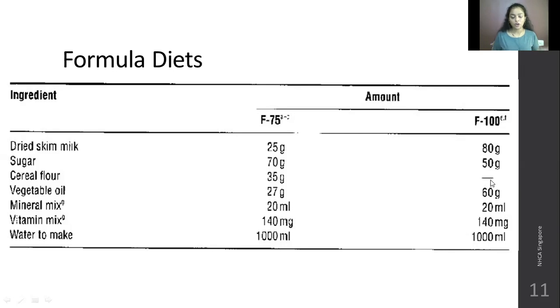Cereal flour is not there in F100. It is only present in F75, because in the initial stages of treatment, outside food is not given. The child is completely dependent on this diet. In the rehabilitative phase, you make a combination of home cooked food or the food that is given by the hospital, along with F100. So that is why you avoid cereal from this stage.